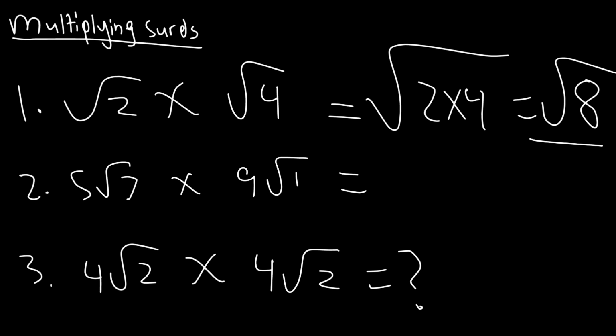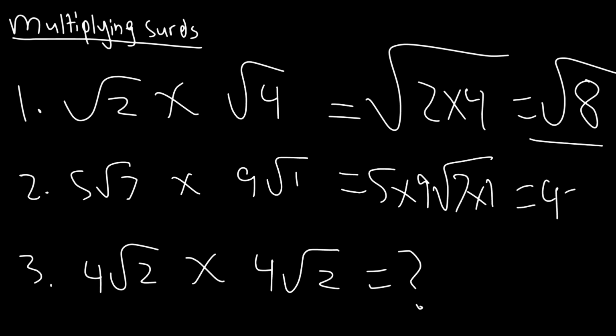We have 5 root 7 times 9 root 1. So we just multiply the numbers outside the surd together, and then multiply the numbers inside the surd together. So this is equal to 5 times 9 root 7 times 1, which is equal to 45 root 7. On to the third one. Again, nothing really special. Multiply the numbers outside the surd together, and then multiply the numbers inside the surd together.